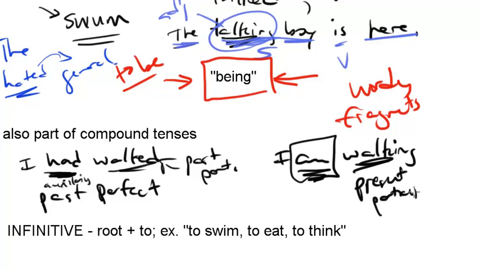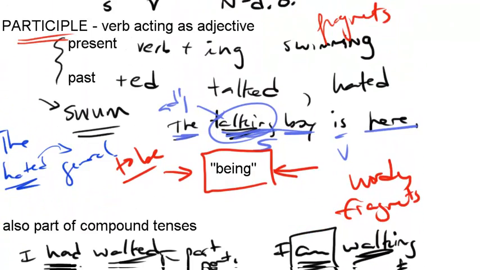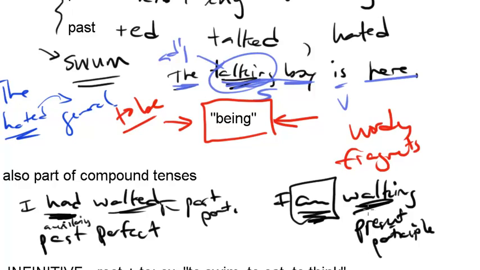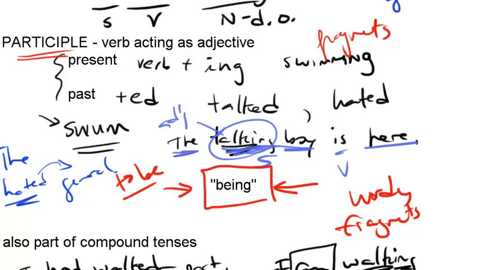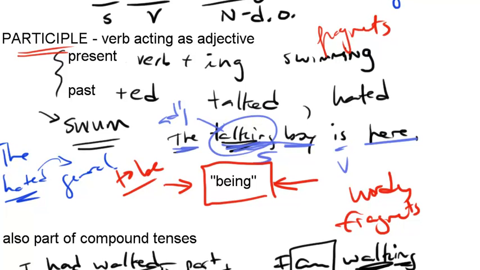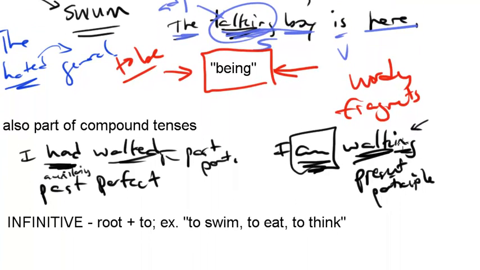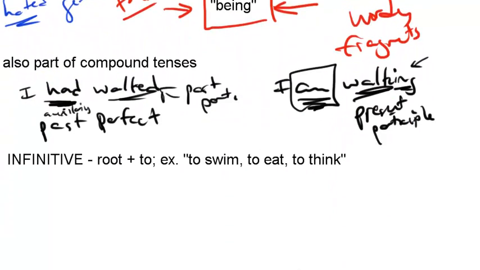So realize that you can think of the ing versions of verbs as having three main functions. One is a gerund, as we saw before, one is a present participle acting as an adjective, and one is a present participle acting as the other part of a compound tense. Okay, so that is it for participles. Let's move on to infinitives.